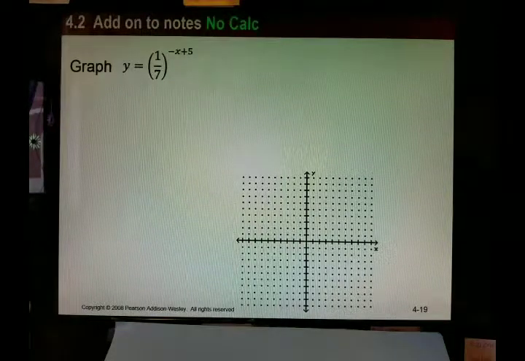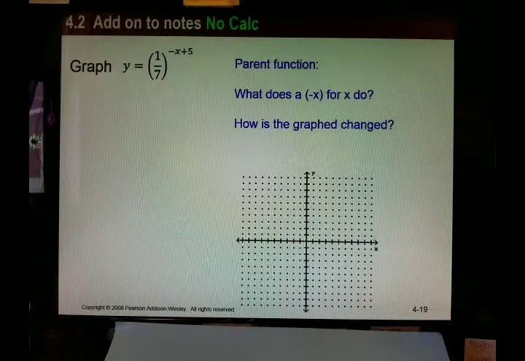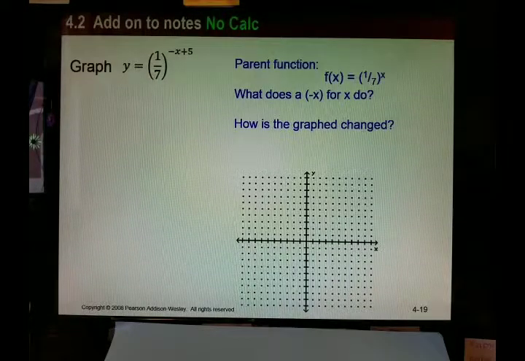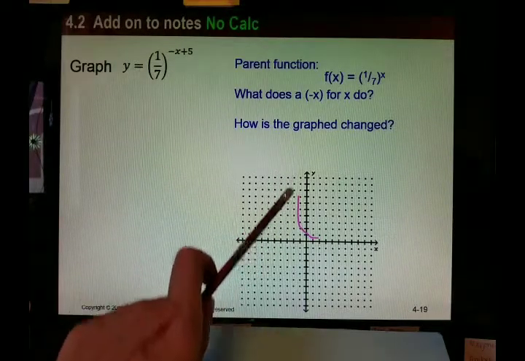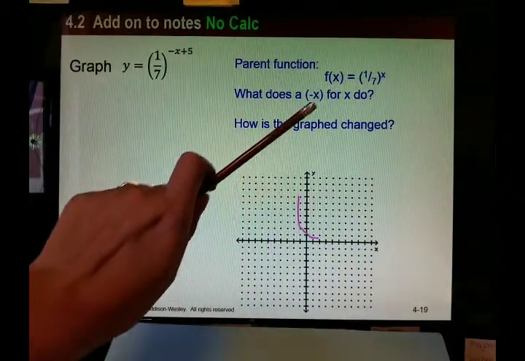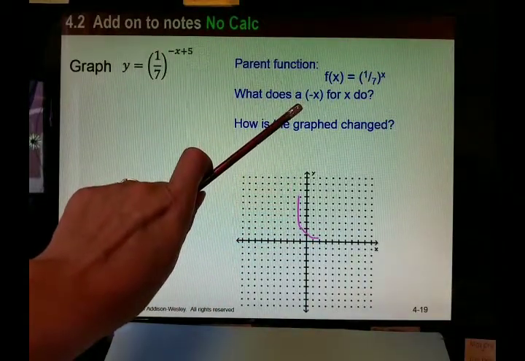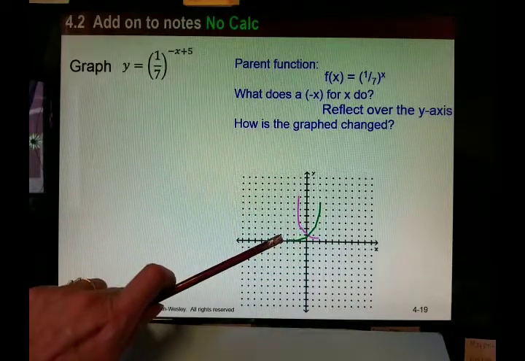This one in the homework system to graph it was a little bit more complicated for students, so I've added this one onto the notes. So again, the parent function would be the 1/7 to the x. If you have a -x for x, what does that do to your graph? See, a -x for x is going to flip it over the y-axis. So here's my original 1/7 to the x. Again, if the base is smaller than 1, that's going to be your original graph. A -x for x is going to flip it over the y-axis. So reflect over the y-axis, we will now have the green graph.